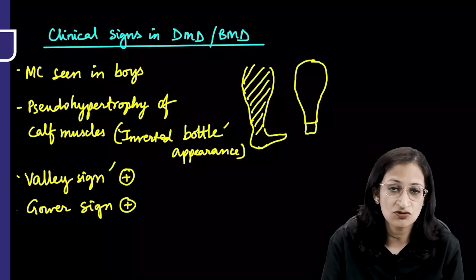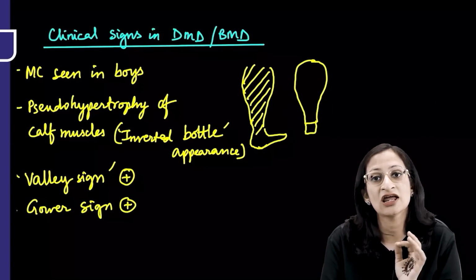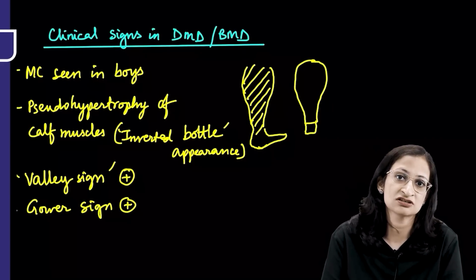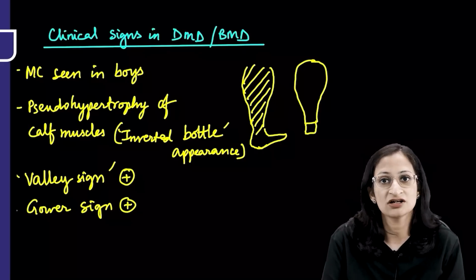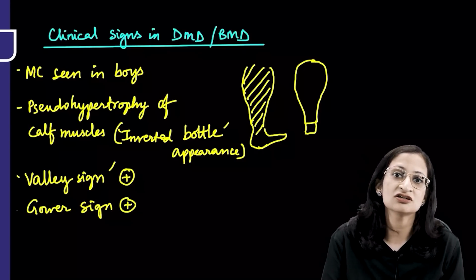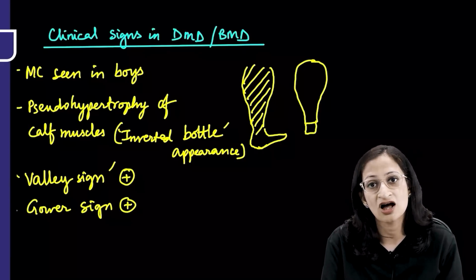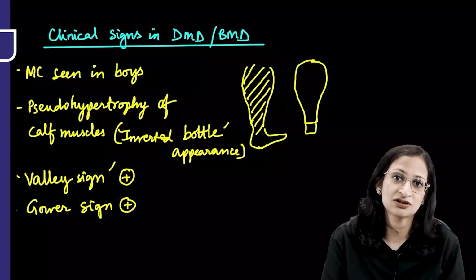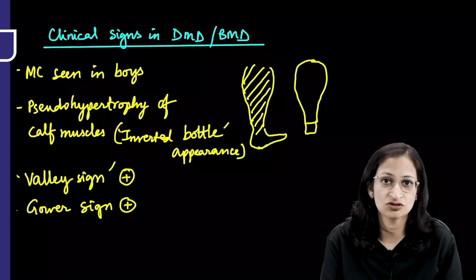That is not specific to Duchenne or Becker muscular dystrophy. It can be seen in any child who has proximal muscle weakness. It can even be seen in juvenile dermatomyositis. But it is one of the features which is commonly asked in your exams, and it is typically seen in Duchenne and Becker muscular dystrophy.